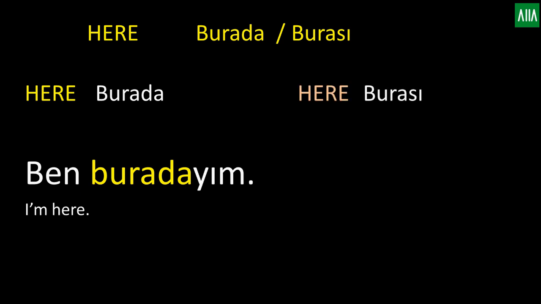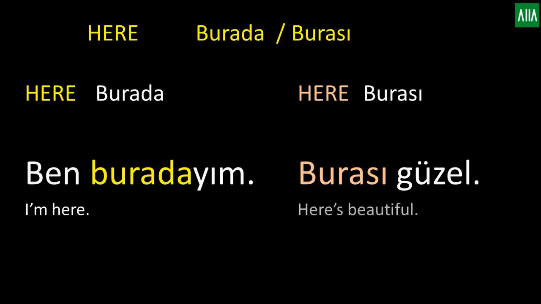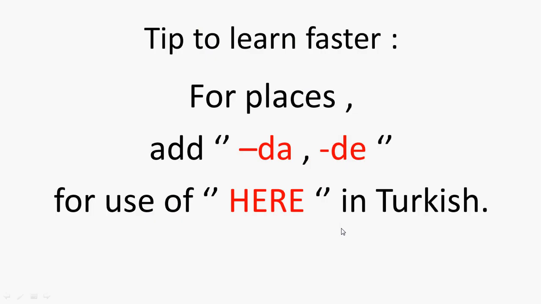So let's see burası. When you give a definition of one place, where you are, for example the definition of one location, you can say burası güzel. Here it is beautiful, or you can say this is a beautiful place. So in that case, that's why we use burası. Burası güzel.